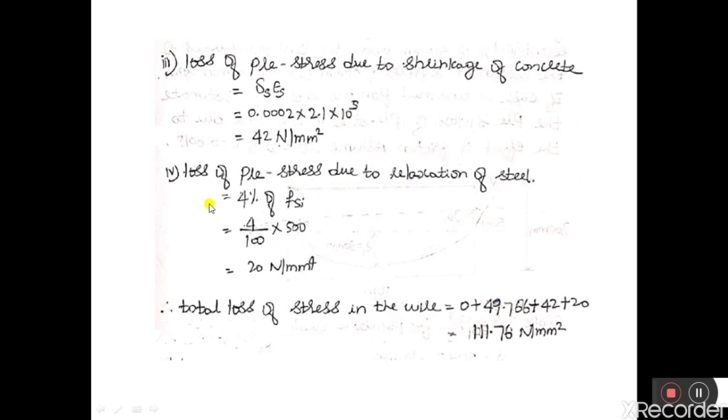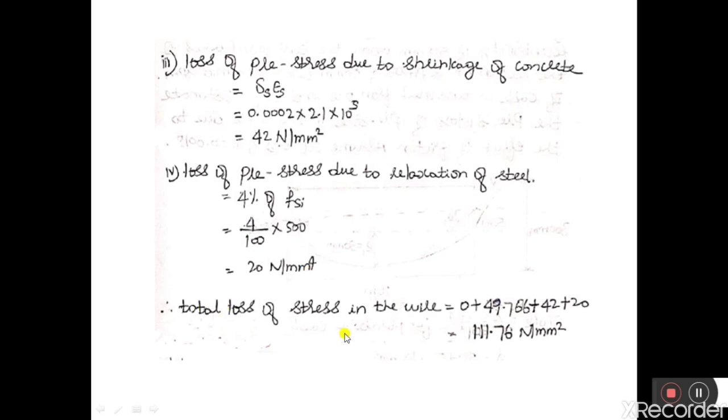Then loss of pre-stress due to relaxation of steel. They have only given in the question that the loss due to relaxation of steel is 4% of initial pre-stress. So 4 by 100 into 500, the initial pre-stress. Therefore, loss due to relaxation of steel is 20 Newton per mm square.